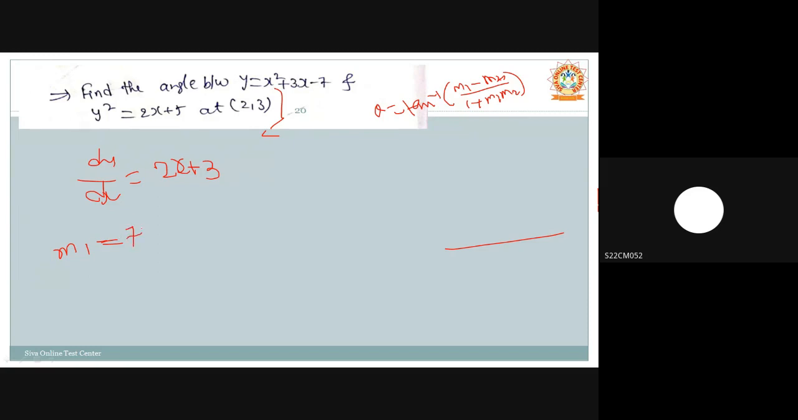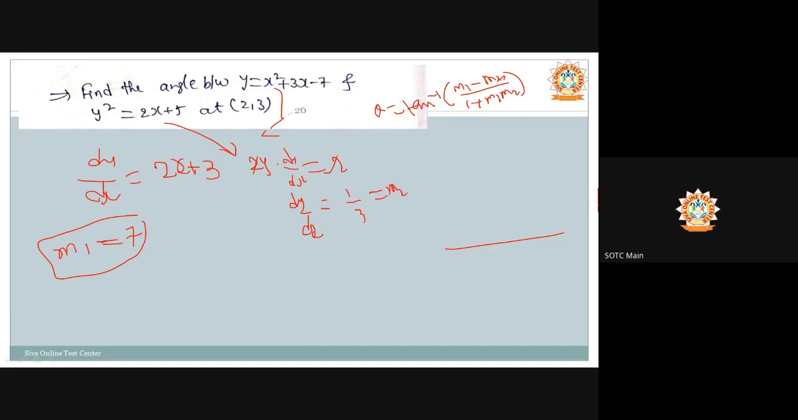Very good, 7. Now you have y square is equal to 2x plus 5, right? So you can take under root something, or you can also solve directly. Y square differentiation is 2y into dy by dx, that is equal to 2. So 2 will get cancelled definitely. What is dy by dx? 1 by y. What is 1 by y? 1 by 3. This is your m2. So try to substitute in the place of m1 as 7 and m2 as 1 by 3. Tell me what it is coming. This is one of your previous ECET questions.